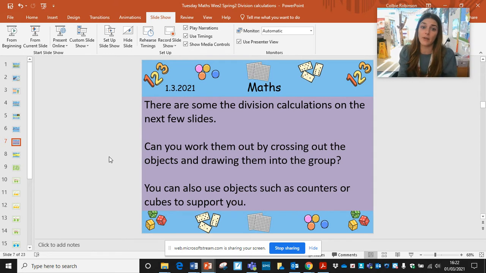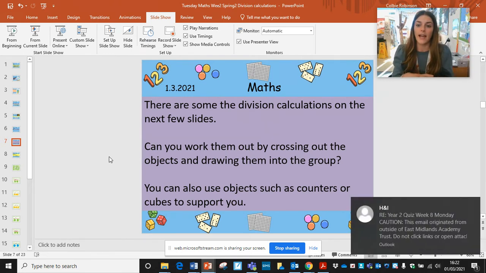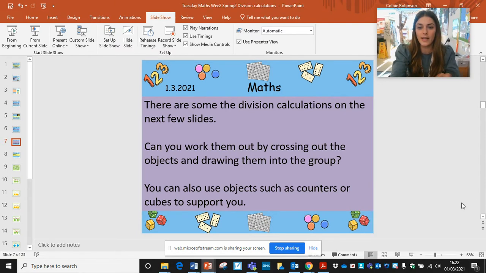So there are some division calculations on the next few slides. I would like you to work through them. Okay, and what you need to do is cross out those objects and then draw them into the group. So you can also use objects such as counters or cubes to support you, and I'll show you this. I was trying to show you on the slide, but I'm not sure I can do that on here, but I'll help you through this. So use the objects to support you like you did yesterday.